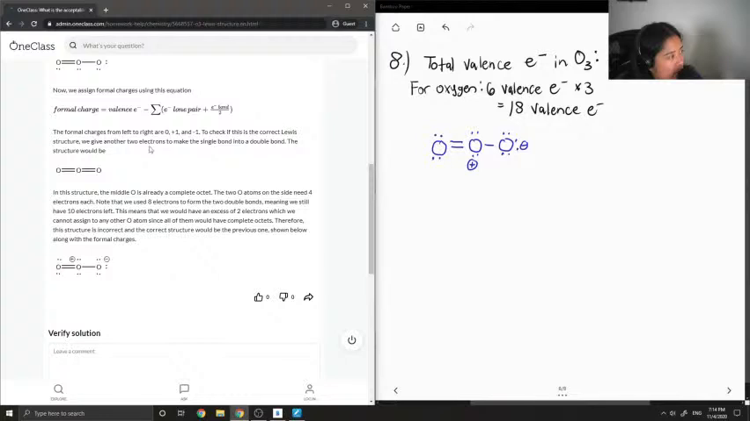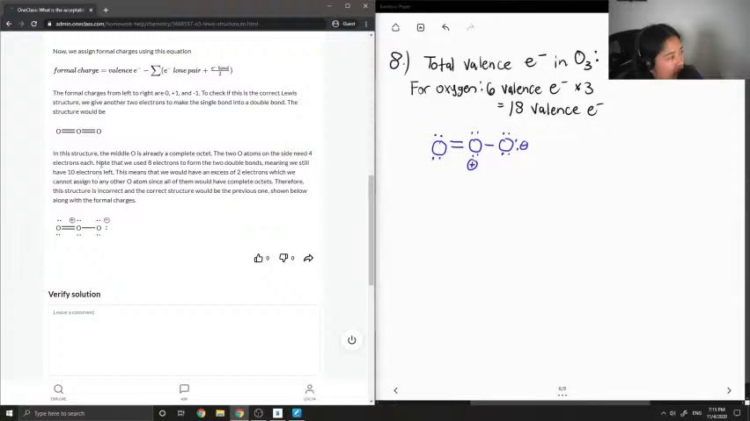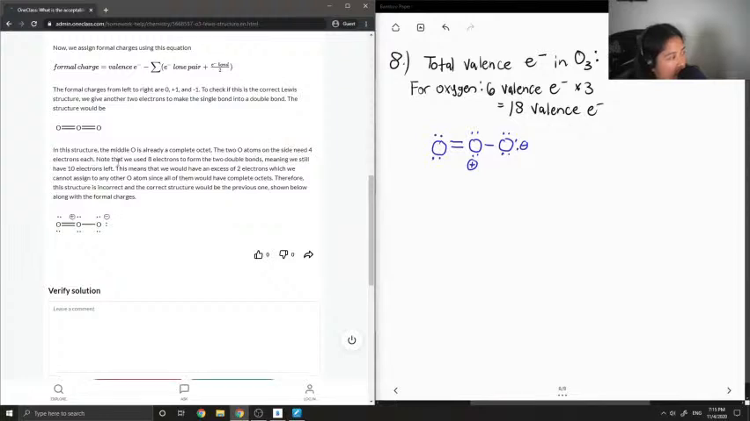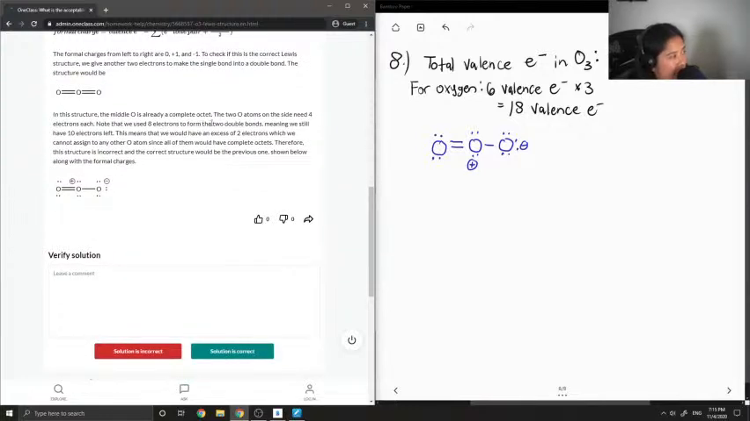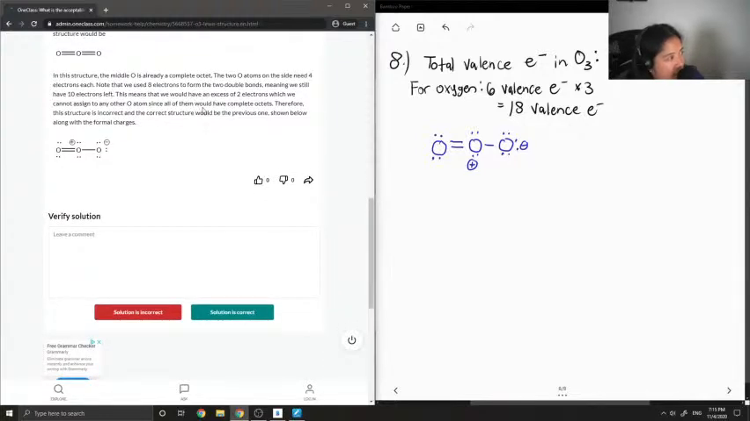We give another 2 electrons to make the single bond into a double bond. The structure would be this. In this structure, the middle oxygen is already a complete octet. The 2 oxygen atoms on the side need 4 electrons each. Now that we used 8 electrons to form the 2 double bonds, meaning we still have 10 electrons left, this means that we would have an excess of 2 electrons, which we cannot assign to any other oxygen atom since all of them would have complete octets.